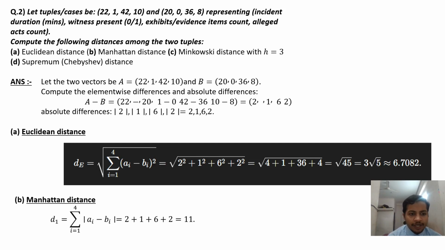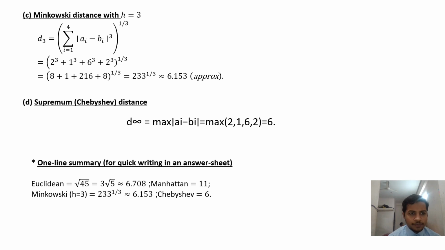Now calculating the Euclidean distance. We know that Euclidean distance is the square root of the summation for i equals 1 to 4 of (ai minus bi) whole squared. So we put the values into the formula, and the approximate value will be 6.7082. Now Manhattan distance is the summation for i equals 1 to 4 of modulus of ai minus bi. Putting the values into the formula, the distance will be 11.